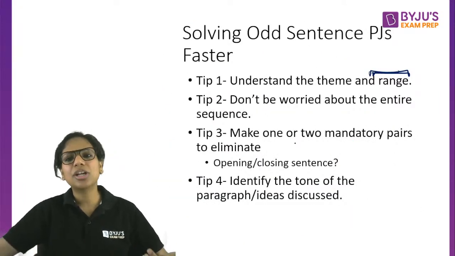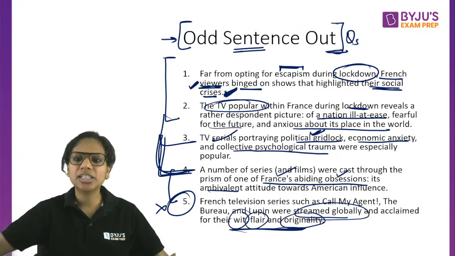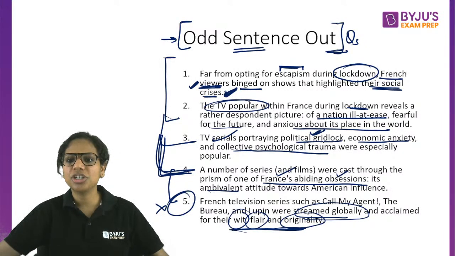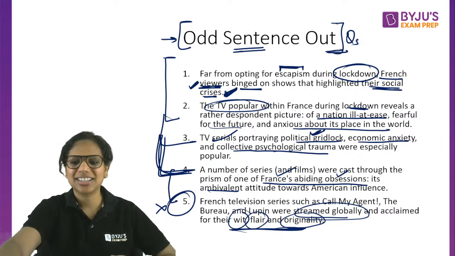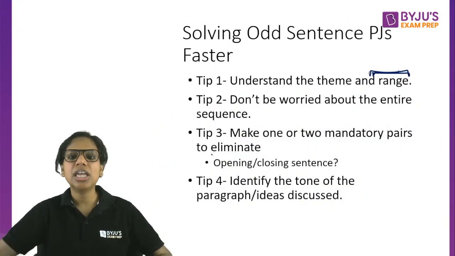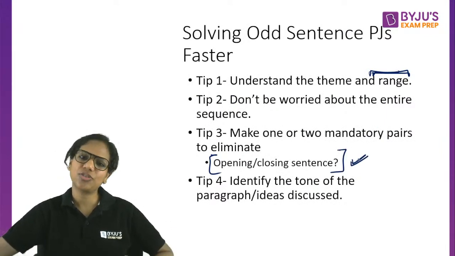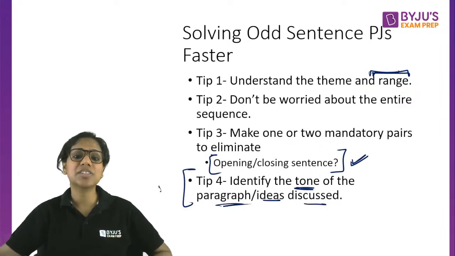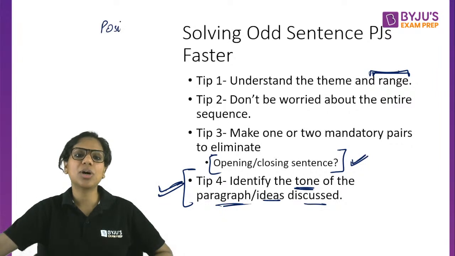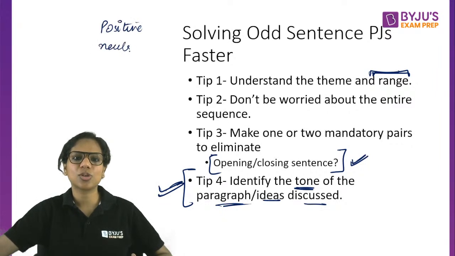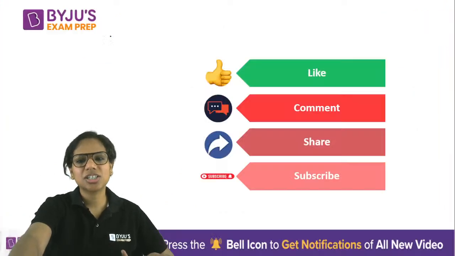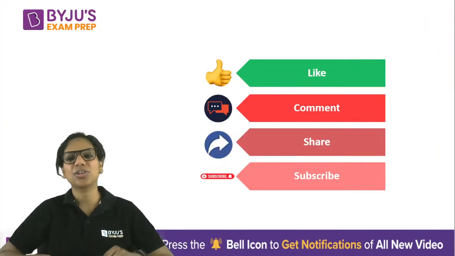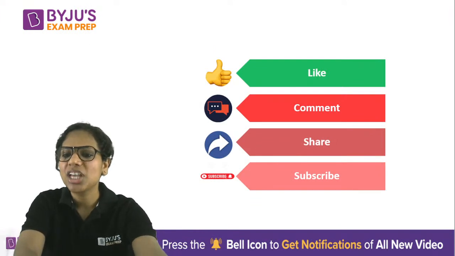Make 1 or 2 mandatory pairs to eliminate. So, for instance, I related these two: political gridlock, economic anxiety, collective psychological trauma. I related this with 1 because they did not escape from all these things. They rather saw all these things. Their social crisis. If you can find the opening or closing sentence, well and good. If not, it's fine. And definitely identify the tone of the paragraph or ideas discussed. That does help in some questions. Because if 4 sentences are positive and 1 is neutral, then you know which one is the odd sentence out. If 4 are negative and 1 is positive, you know which one is the odd sentence out. So this is how these questions help you, right?